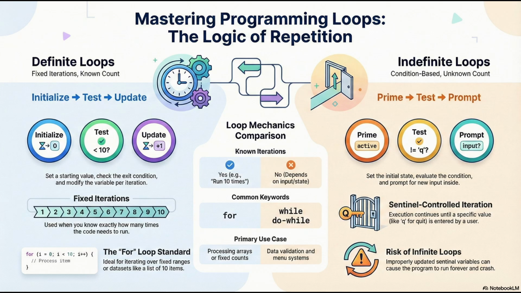So if we zoom out, what's the big takeaway for someone listening who might not be a coder but just wants to understand how this tech works? The takeaway is that automation is just managed repetition. Everything you see a computer do, streaming this, checking your bank balance, rendering a video game, it's all just a series of loops, checking conditions and updating variables millions of times a second. It changes how you look at the world. You start seeing loops everywhere.